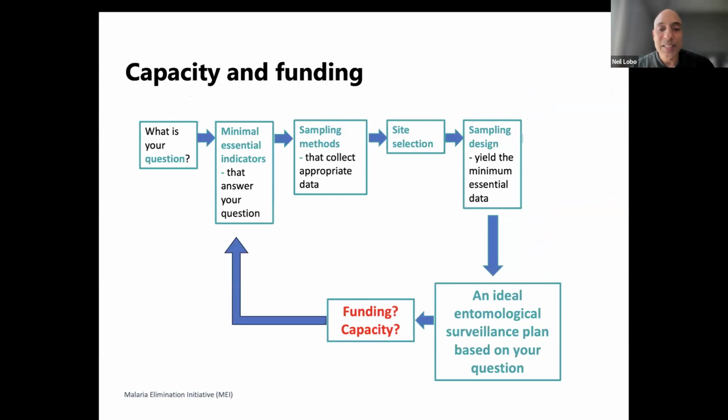And the next thing to do is to just iterate what we did. We have our ideal plan. I can go to my boss and be like, hey, this is my ideal plan. Do we have the funds for it, right? It costs X dollars. And they'll be like, nope. So I'll go back and try and look through my minimum essential indicators, try and work through our sampling methods, our site selection, our sampling design, to try and make it fit our question so we get the best data set to answer our question. I hope that makes sense. There's just one slide on that, but there is a real life example on it coming up.